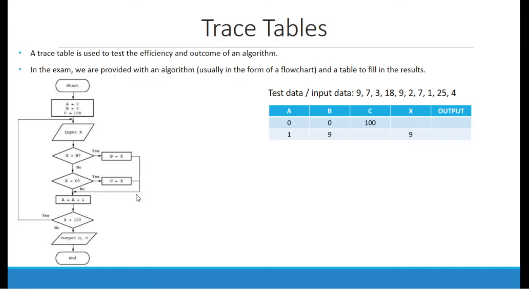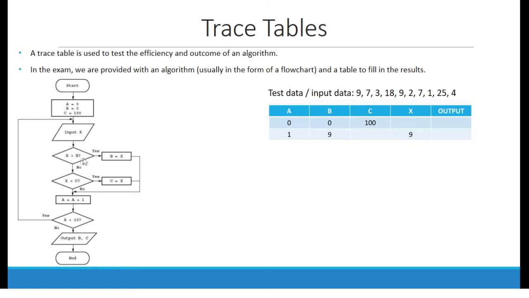So b becomes 9. Now, a is equal to a plus 1. So we add 1 to the a column. Is a greater than 10? Not yet. So we move back to the start and input the next value for x, which is 7. I've decided to leave b blank since its assigned value does not change. If you want, you can also fill in the columns and the results will still be the same.